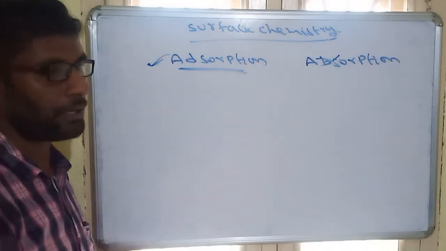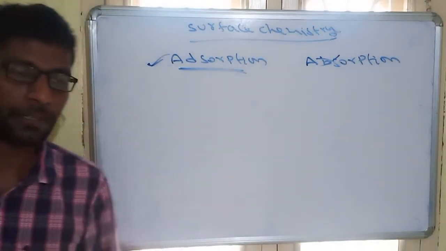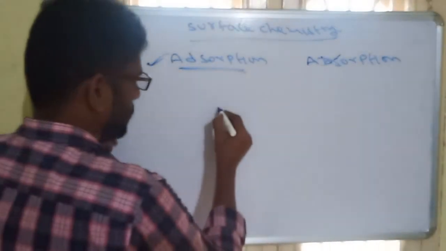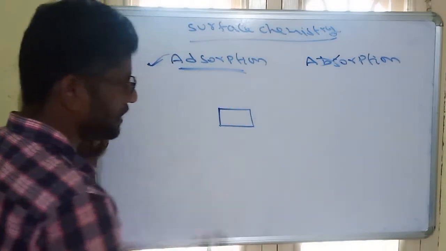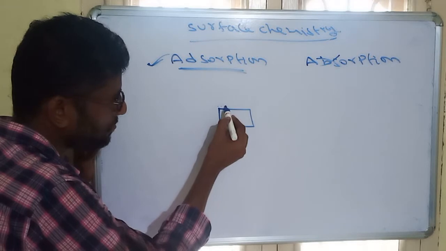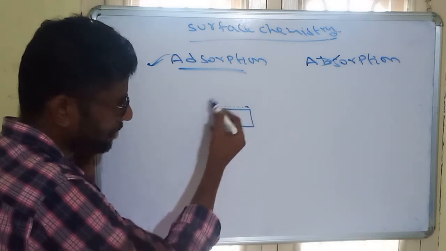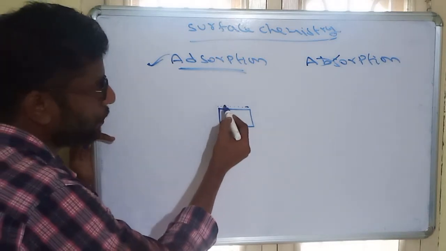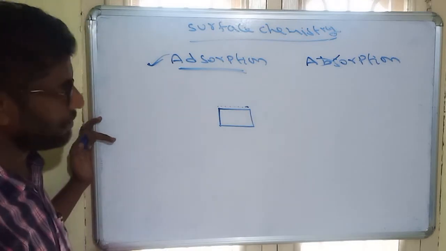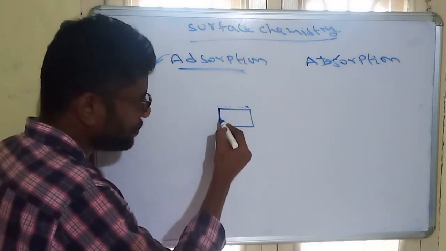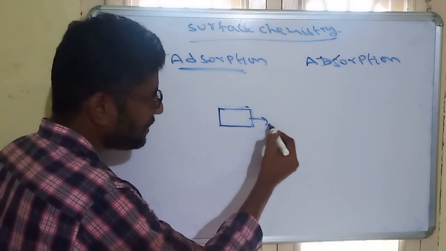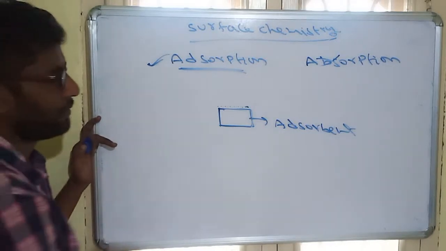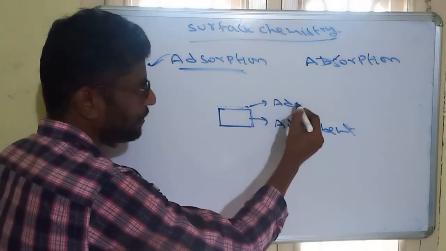So the definition of adsorption: the process of accumulation of particles on the surface of the substrate is called adsorption. See this, we are taking a solid substance. On this solid substance, suppose gas particles are occupying the surface, and this process is called adsorption. Adsorption is the process of occupying of particles on the surface of the reactant, which is providing the surface, and that material is called adsorbent.